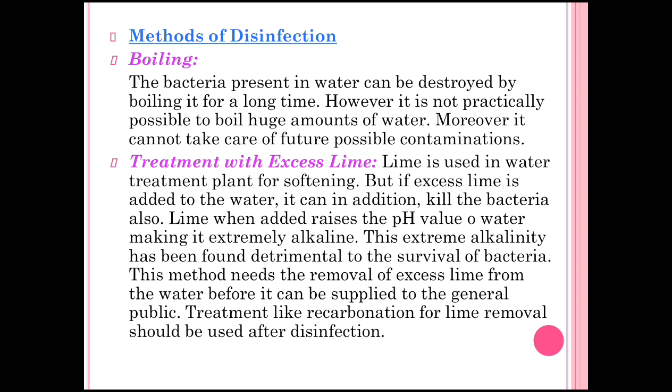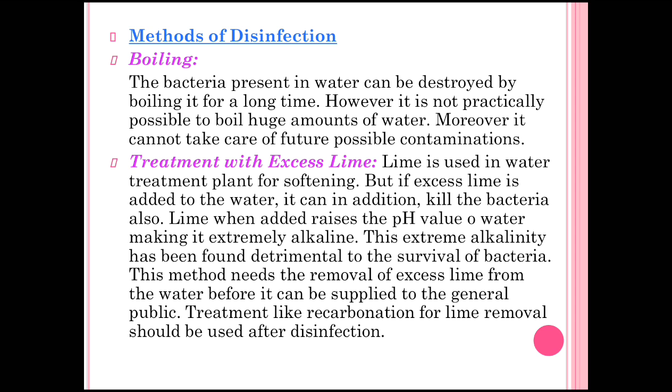Now the next is treatment with excess lime. Lime is used in a water treatment plant for softening. Lime means soda lime or NaOH, sodium hydroxide. It is also called lime. But if excess lime is added to the water, it can in addition kill the bacteria also. The lime, when added, raises the pH value of water, making it extremely alkaline.